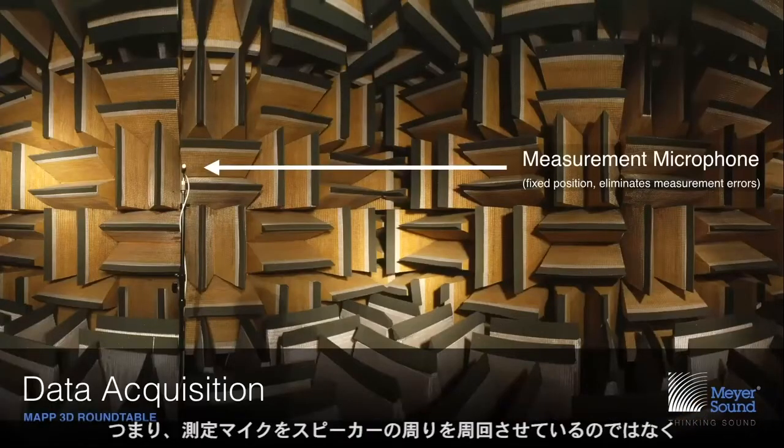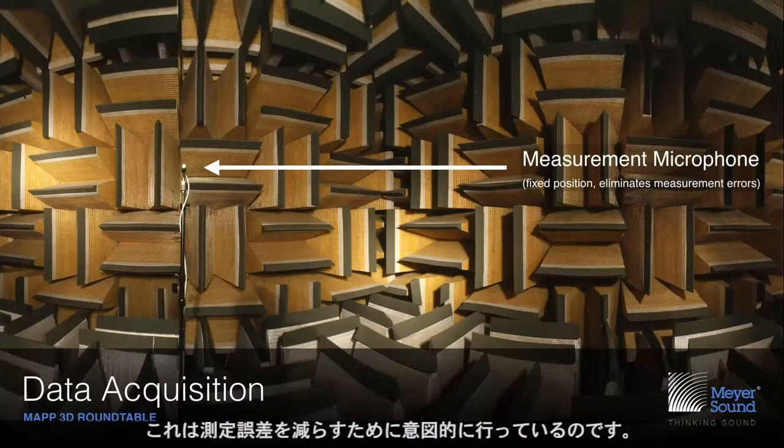That means that we're not orbiting the loudspeaker using our measurement microphone, but it is the microphone that is stationary, and we're pivoting the loudspeaker, and we do this deliberately to reduce the number of measurement errors.